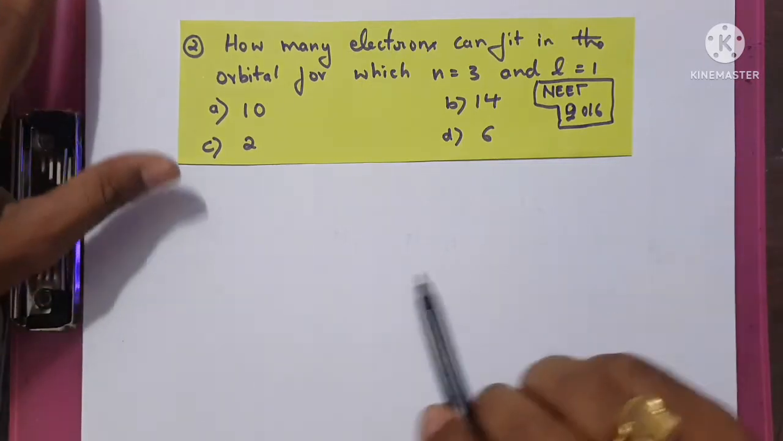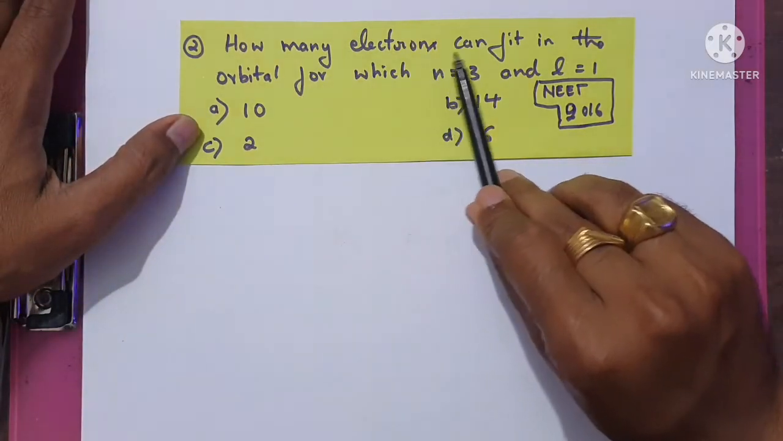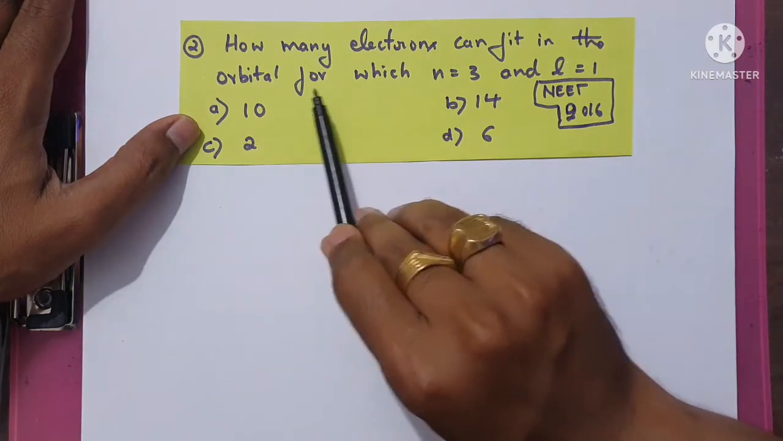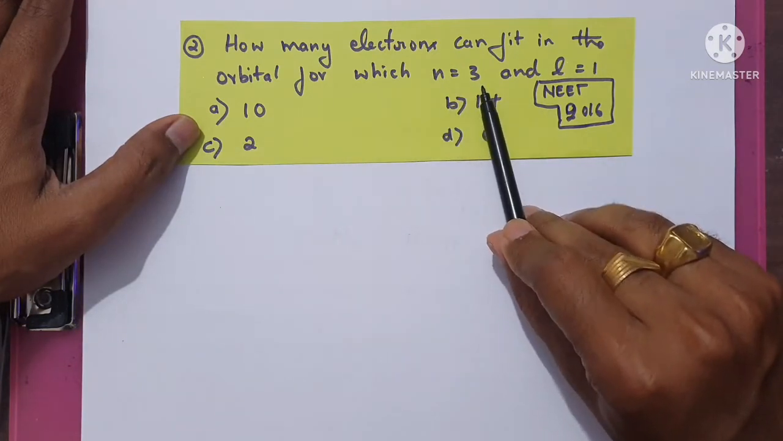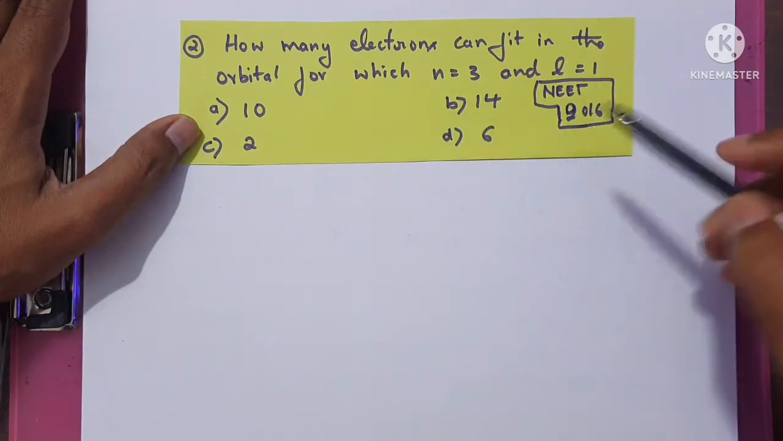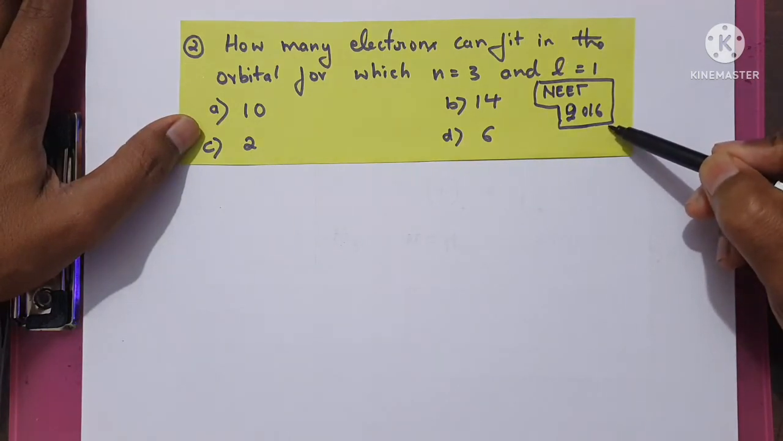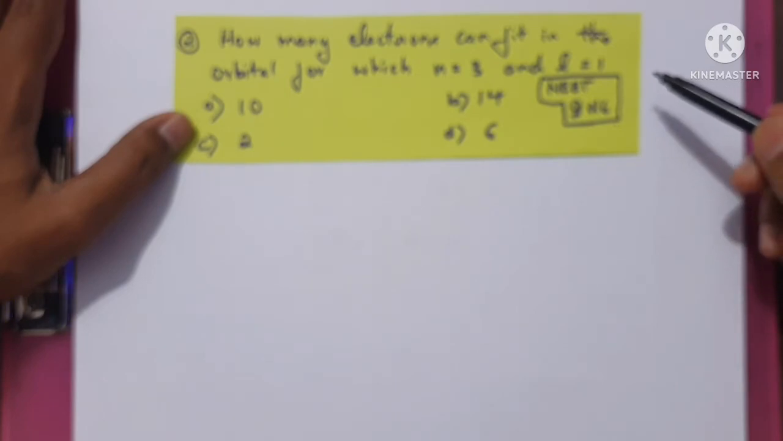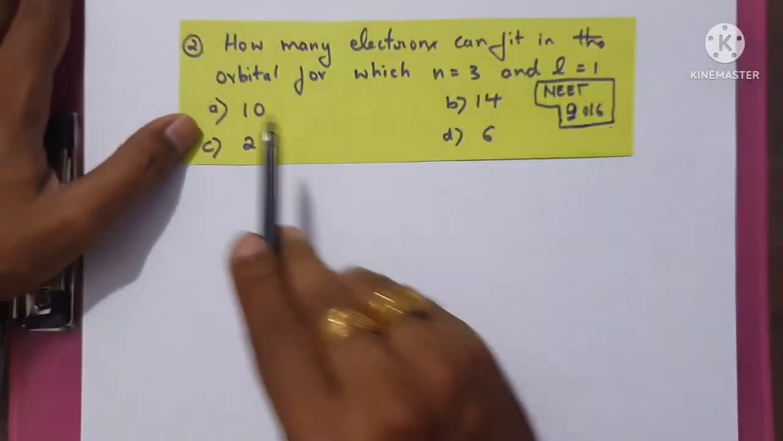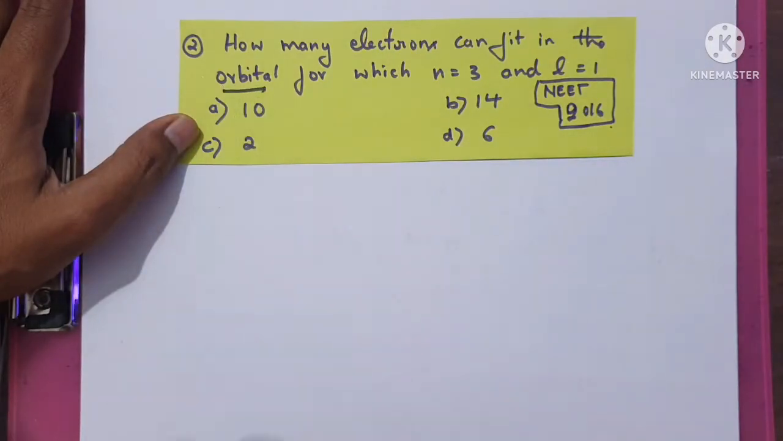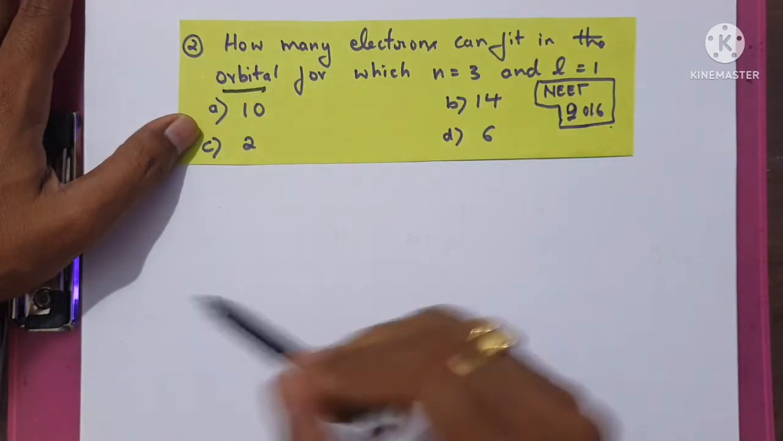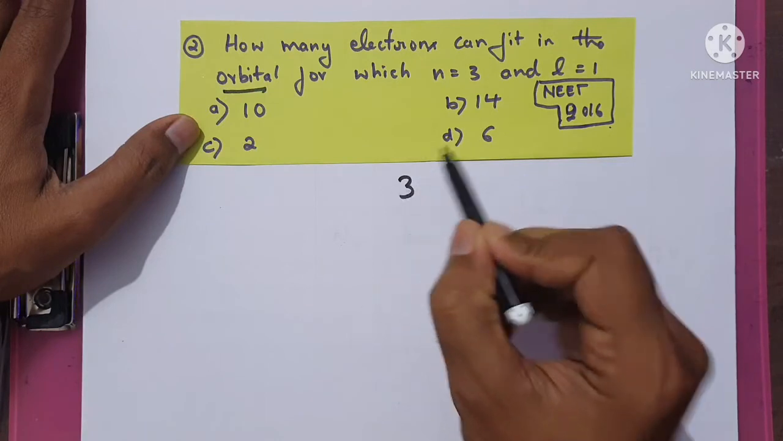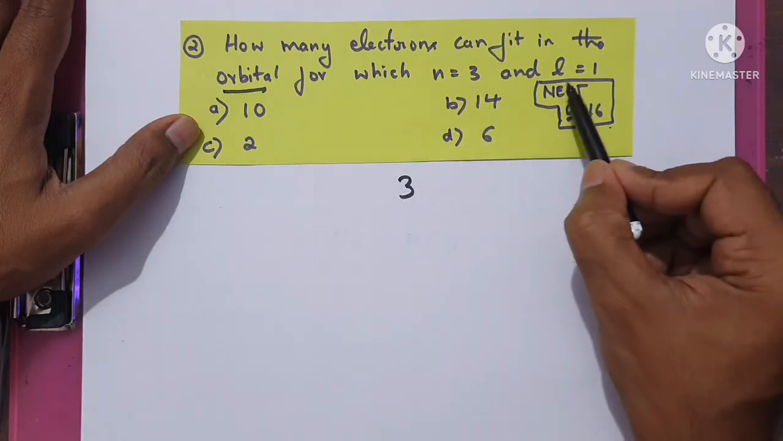Yes, children, let us solve the next question. How many electrons can fit in orbital for which n is equal to 3, L is equal to 1? This question was asked in the NEET 2016, children. Remember this question, there is a twist in this question that you need to understand the question properly, children. They are asking only in the orbital. So let us see, n is equal to 3, L is equal to 1.